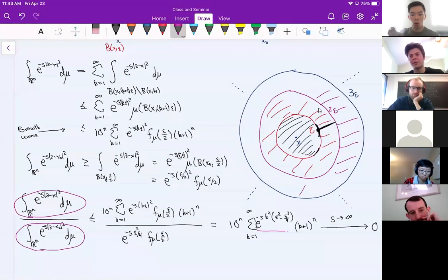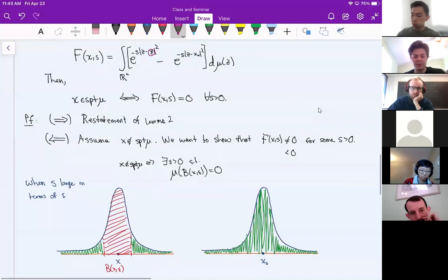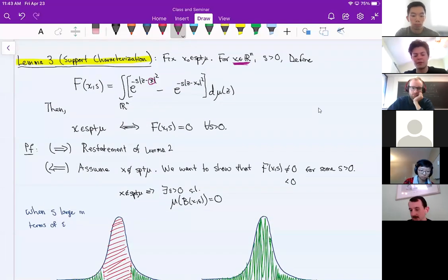Okay, so since the guy on the top is smaller than the guy on the bottom, remember what we wanted to prove was that this integral f x comma s is less than 0 at some point. So what we proved was that the integral on the left was eventually less than the integral on the right. And so this thing is less than 0 eventually, and it's less than 0 when this point x is not in the support. And so by doing that, we've proven the support characterization lemma, that x is in the support if and only if this function f is 0 for all s.